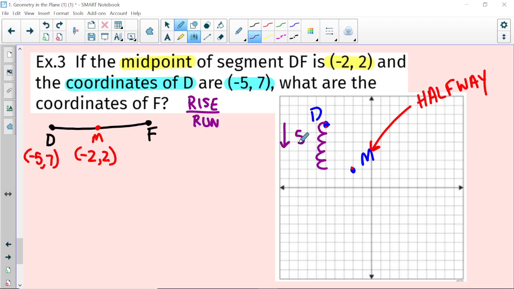And how much do we need to run? 3, which direction? Left or right, or up or down? Right. Because run is left and right, and since it is to the right, we're counting right 3. So to go from D to the halfway point, we went down 5, right 3. So what do we got to do to find out where F is going to be?